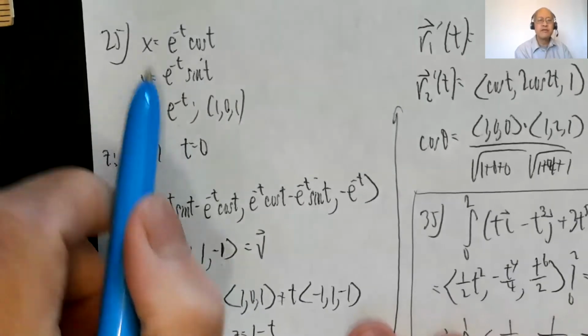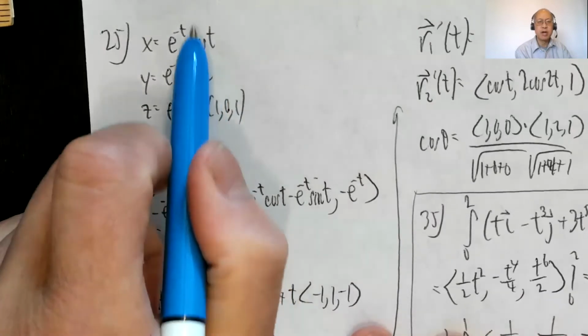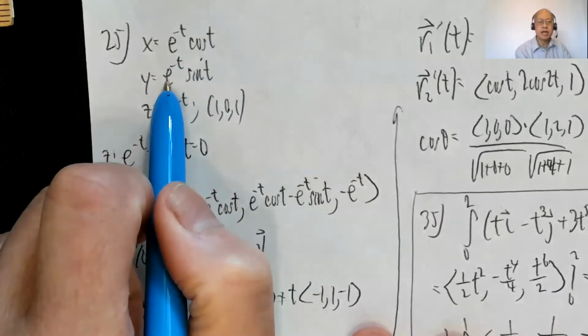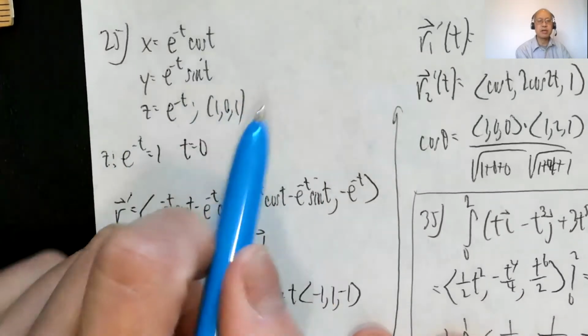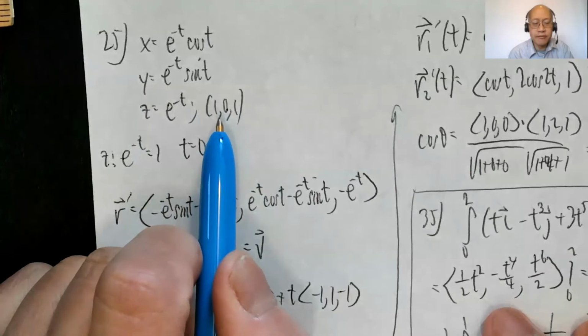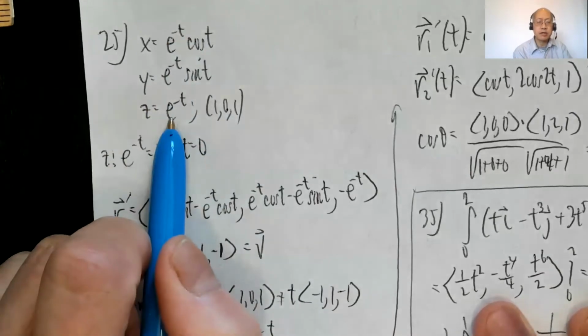Problem 25, you're given x, y, and z. They could have written it in vector form also. Brackets, e to negative t cosine t, comma, e to negative t sine t, comma, e to negative t, and so on. Okay, the point they give us is 1, 0, 1. First, I need to find out the corresponding t. It's probably easiest to look at this one.